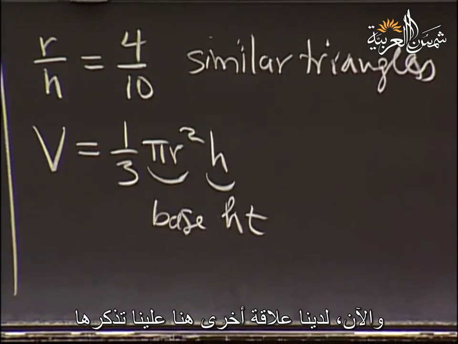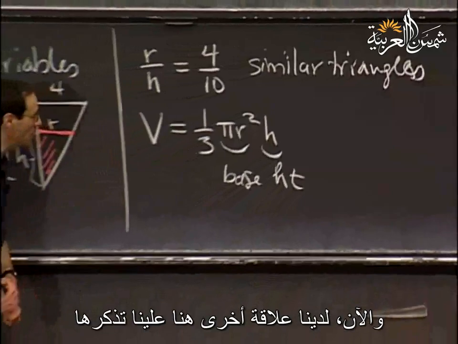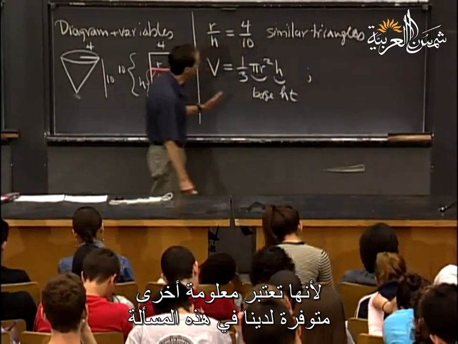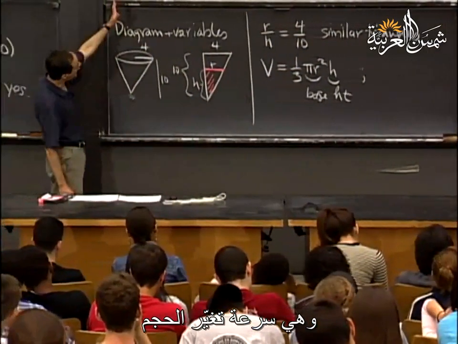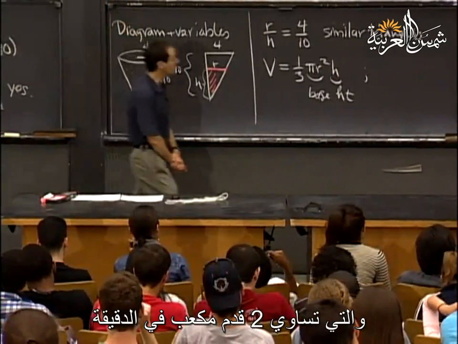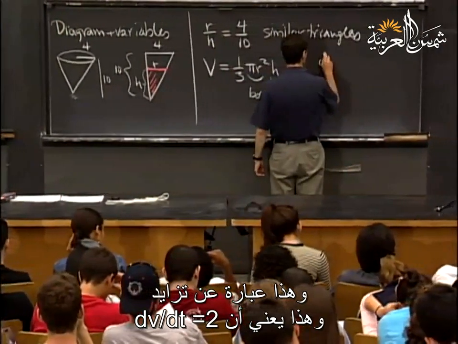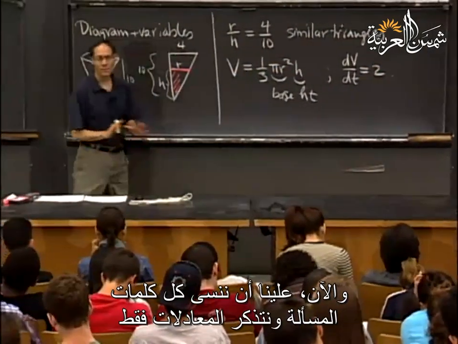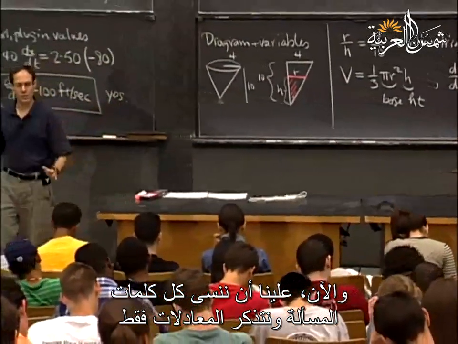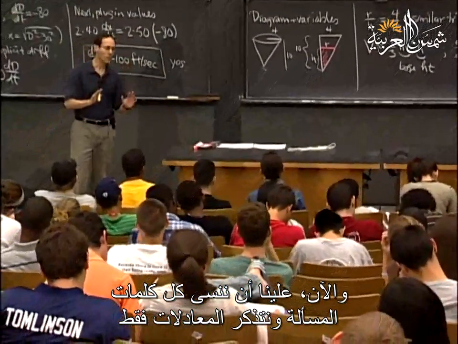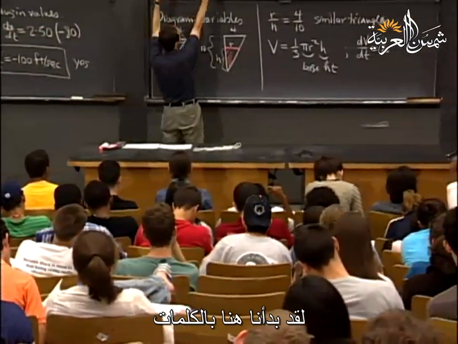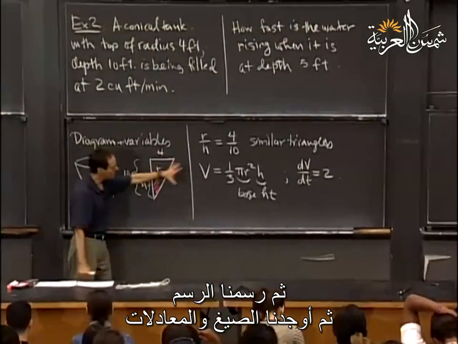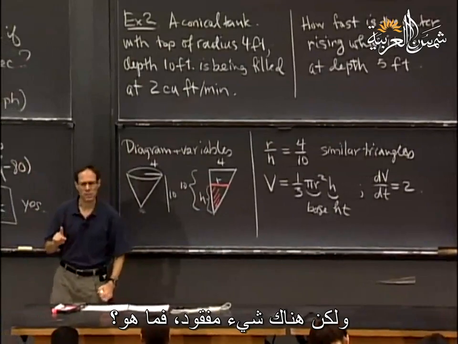And now, having our relationship, we have one relationship left that we have to remember because we have one more piece of information in this problem, namely how fast the volume is changing. It's going at 2 cubic feet per minute. It's increasing, so that means that dV/dt is 2. All right, so I've now gotten rid of all the words, and I have only formulas left. All right, I started here with the words. I drew some pictures, and I derived some formulas. Actually, there's one thing missing. What's missing?